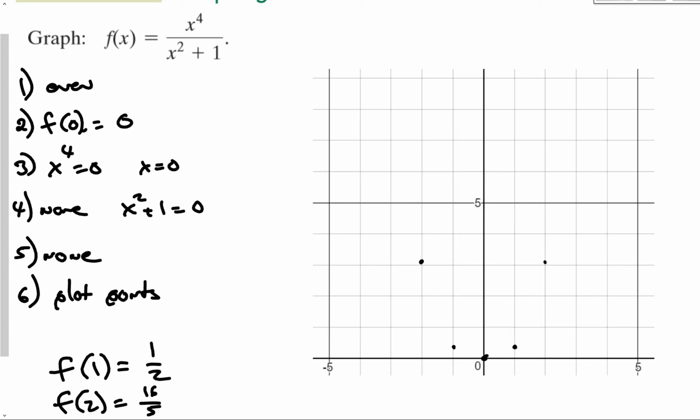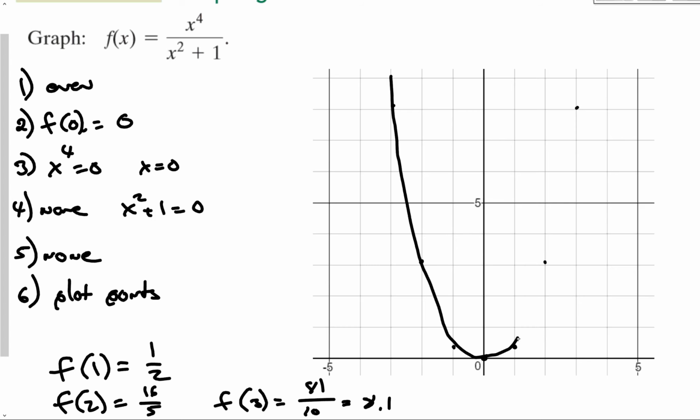In fact, if I plug 3 into this function, let's see what happens. F of 3 turns into 3 to the 4th power, that's 81 over 9 plus 1, so that's 10. So that's 8.1. So 3, 1, 2, 3, 4, 5, 6, 7, 8, and a little bit. And that's kind of enough information to graph this. In fact, it looks kind of like a parabola.